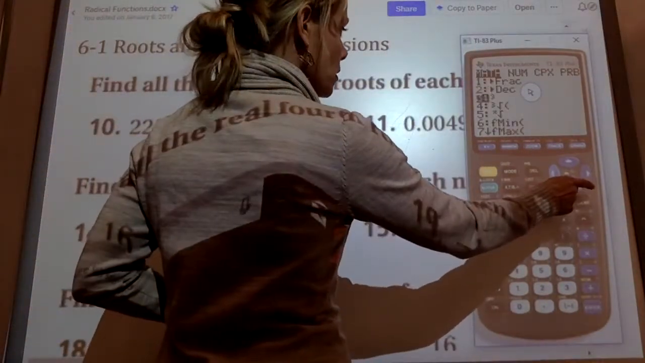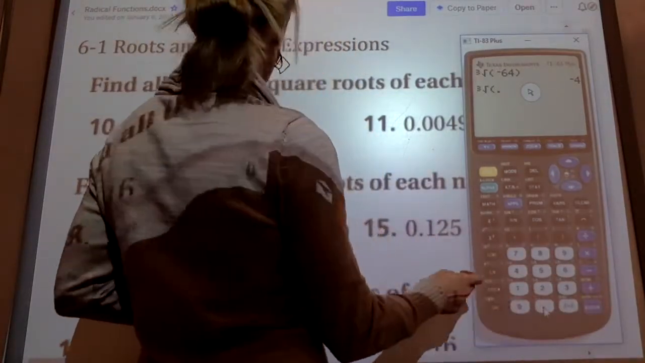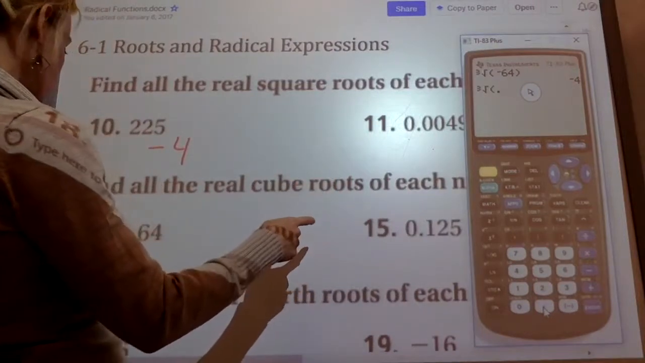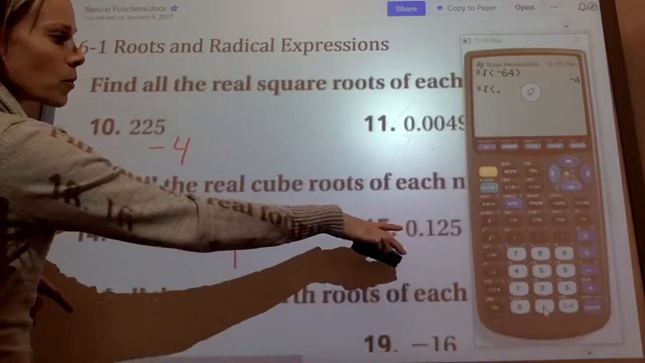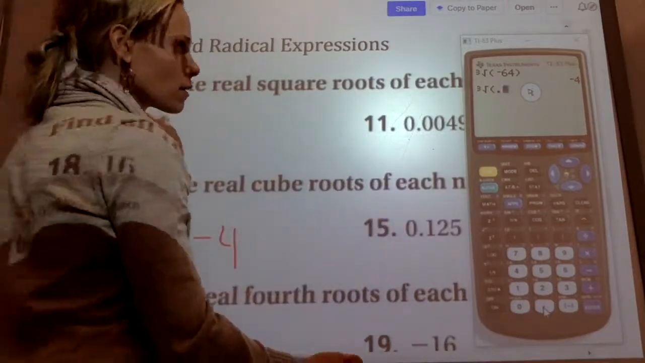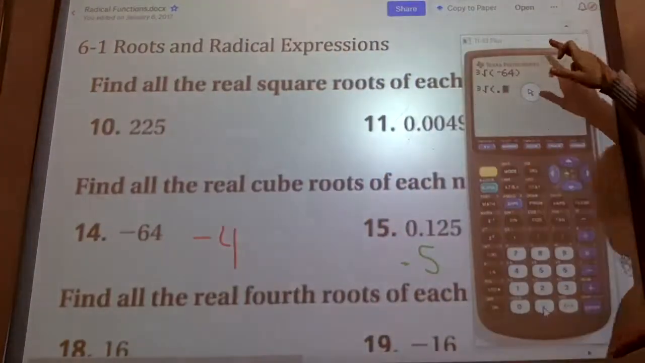Math, cube root. Wait, where are you getting that one? Oh, that's the top. That's the square root. Oh, where am I in the wrong spot? Oh, I'm sorry. Negative 4. What about 0.125? 0.5, very good. Okay, there's that cube root button you can use.